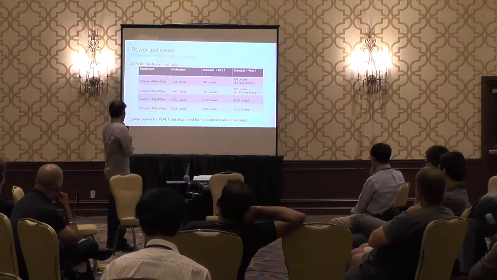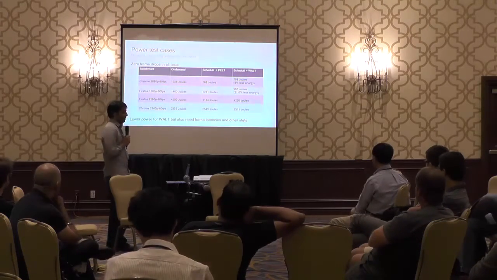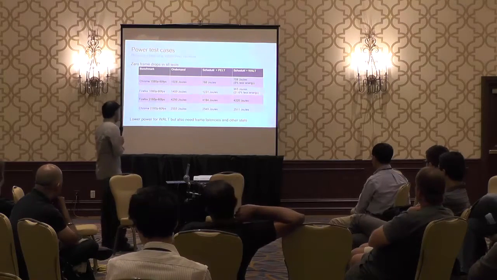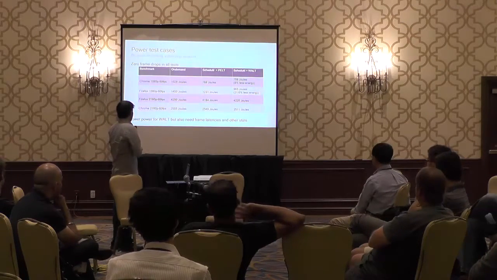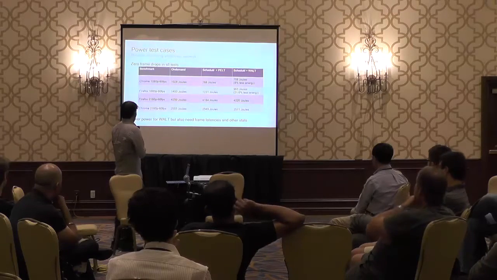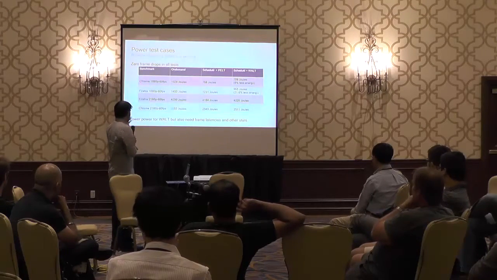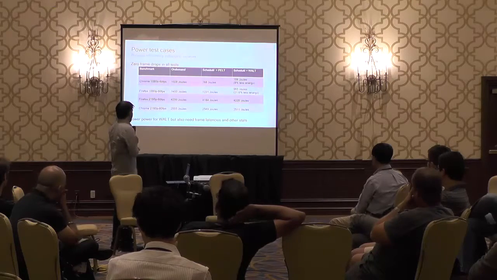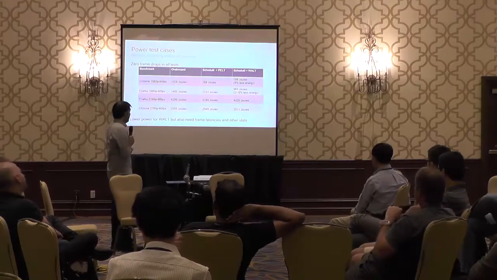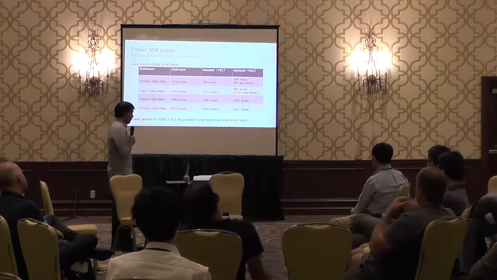The other interesting note here is that Firefox seems to be way worse at power saving than Chrome. I have no idea why. I don't know if it's using the same decoder as Chrome is using. So the takeaway from this slide is there is definitely potential for lower power for WALT, but we need more complete data to confirm this.